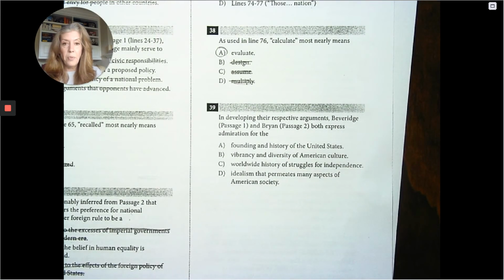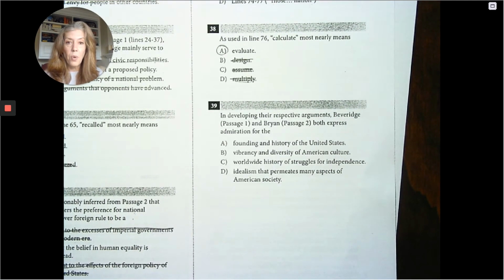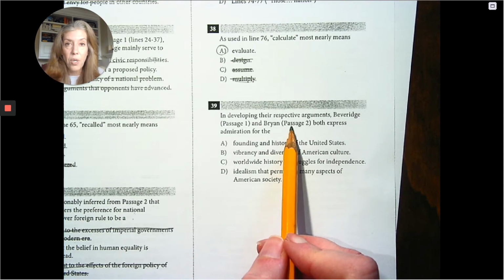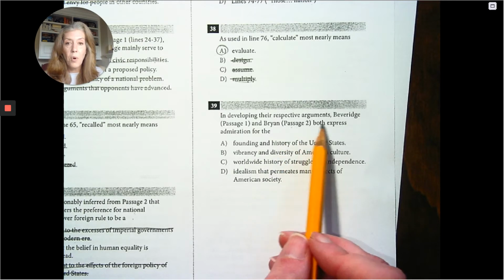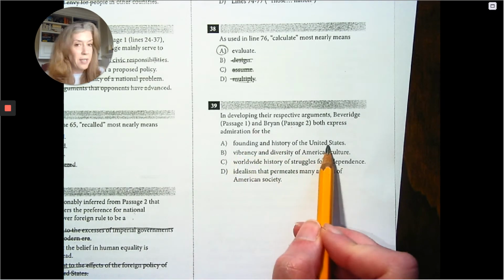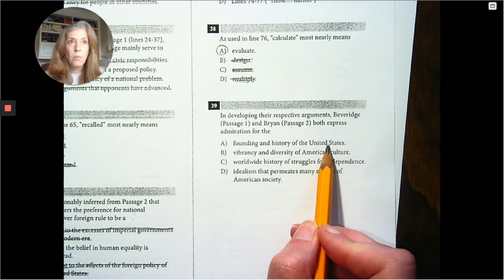In developing their respective arguments, Beveridge, passage 1, and Bryan, passage 2, both express admiration for. The thing I really want to think about on this one is passage 2 has to be true for 2. We know 2 really well. We know 1 very well too. They both express admiration for the founding and history of the United States. Yes, absolutely. They both do. I like that one a lot.